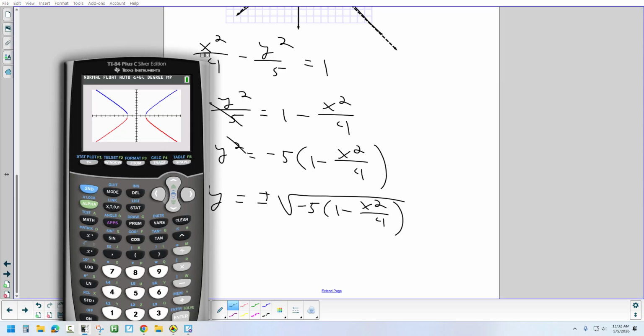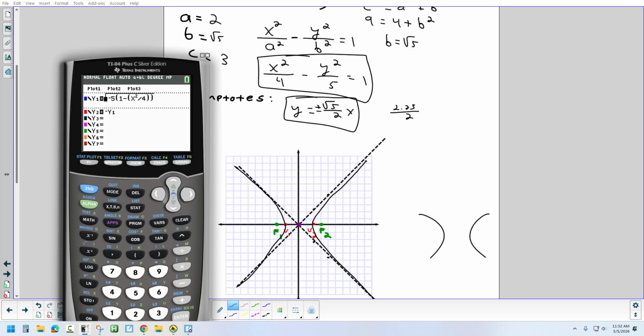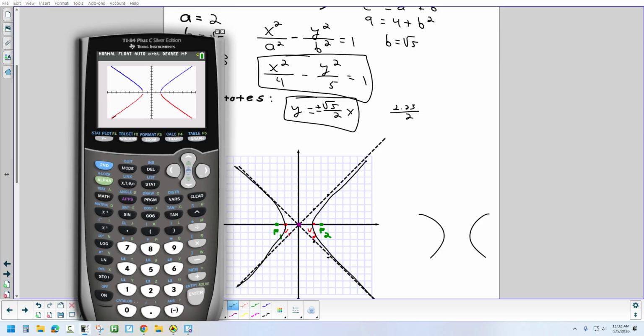Oh, and asymptotes. Let me throw those in just to make sure they look good. What were they? Positive or negative √5 over 2 x. So let's do √5 over 2 x, and negative √5 over 2. So if we did this right, those asymptotes should look like they're getting closer and closer to each branch, but never touching it. And yeah, looks pretty good. Any questions on that?